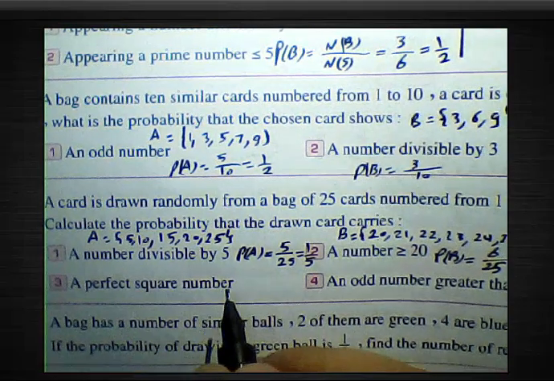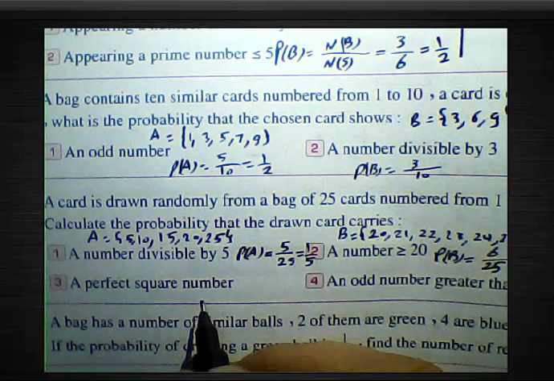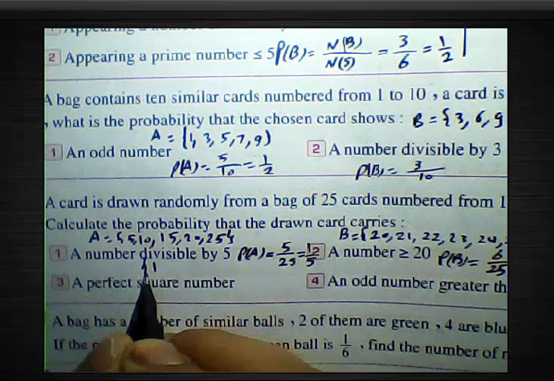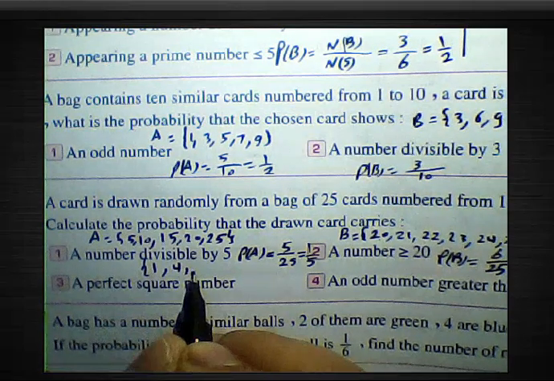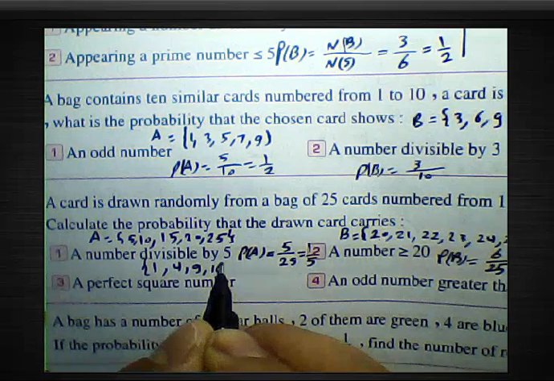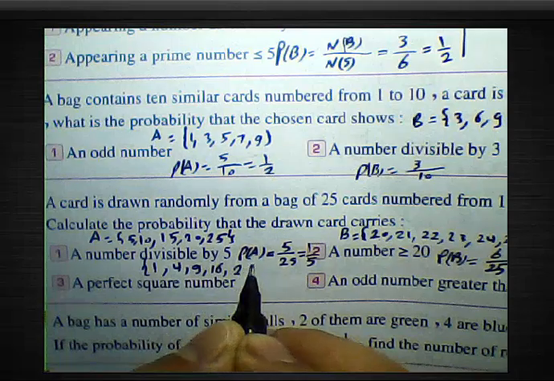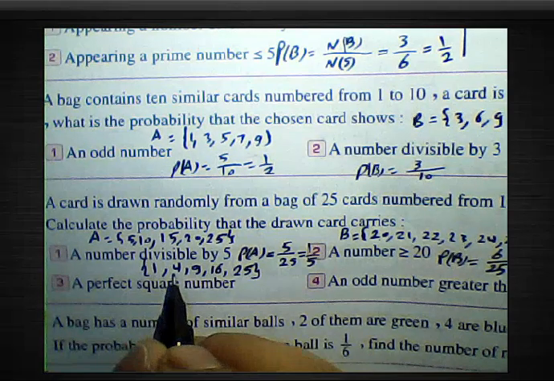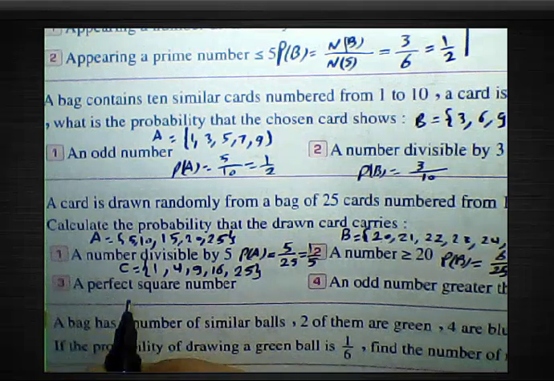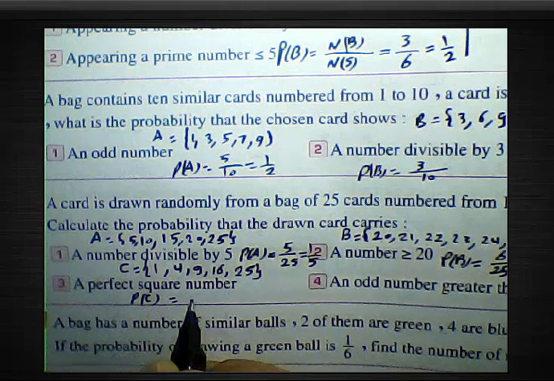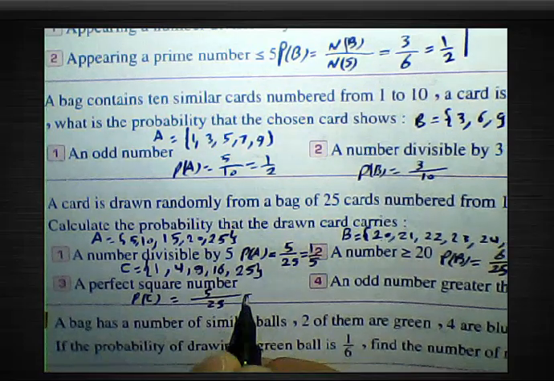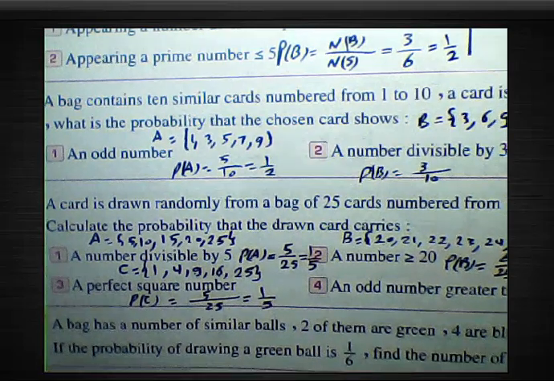A perfect square number means the number we can get is the square of another number, such as 1, 4, 9, and we know 4 times 4 equals 16, and 5 times 5 equals 25. That gives 5 numbers. The probability of this event equals 5 over 25, which equals 1 over 5.